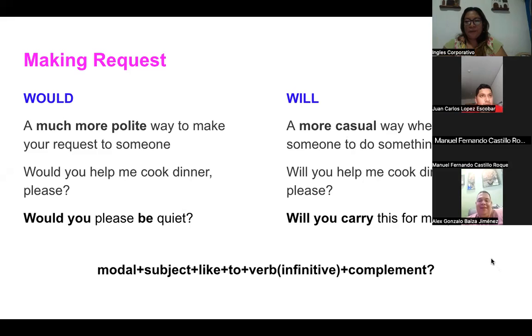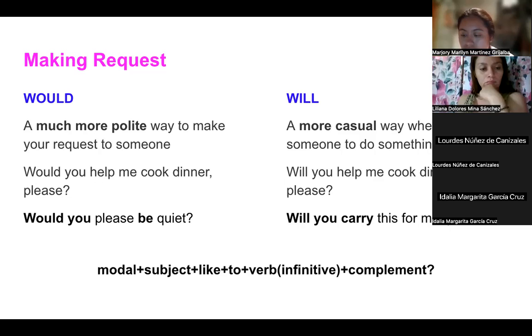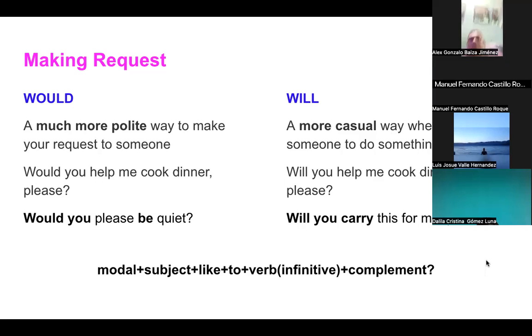Would you like to go to the cinema with me? Okay. Yes. Yes, I would like. I would like to go. Okay, would you like to go? Okay. More examples? Will, bueno, no sé, como es algo casual, will you like play soccer with me? Okay, would you like to play? Okay, excellent. Would you like to play soccer with me? Okay, great. Would you help me cook? Pero esa ya está ahí. ¿Otra?